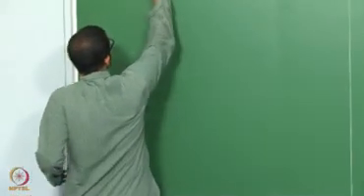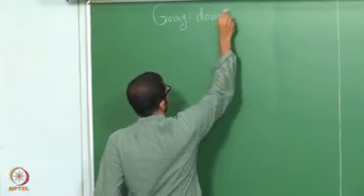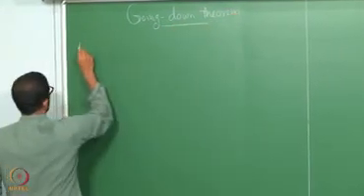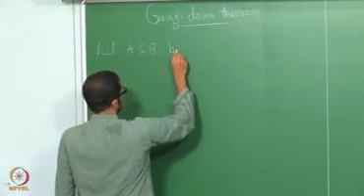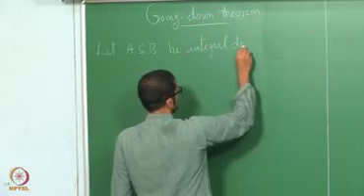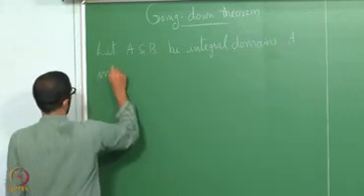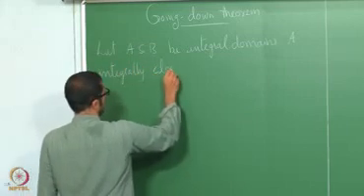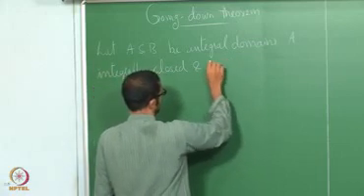Proving the going down theorem. Let A and B be integral domains, A integrally closed, and B integral over A.